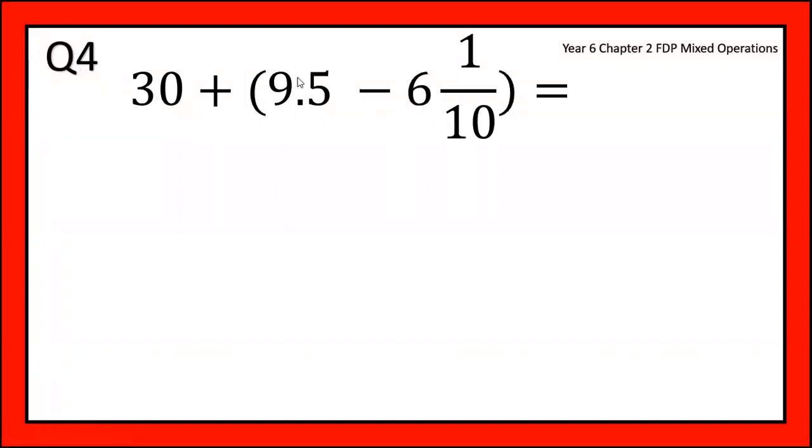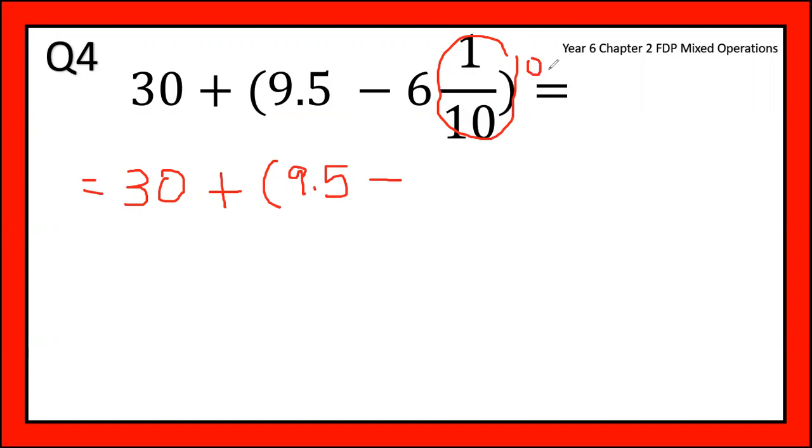Here we have 30 plus 9.5 minus 6, 1 over 10. Change everything to a decimal number. So when we write this, this is going to be 30 plus, so rewrite 9.5. 9.5 is already in decimal, but rewrite 6, 1 over 10. Of course, 1 over 10, by now you should know this is 0.1. Okay, so over there you have a 6, so this is 6.1. That's it. All right, now we have a bracket here.